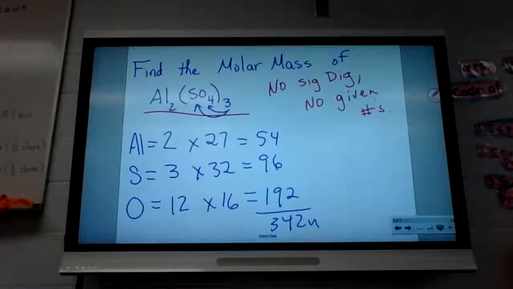Now, the answer will vary depending on how many decimal places you took from the periodic table. If you took all of the decimal places, you took it out one way. If I took whole numbers and we rounded, it's going to vary slightly. Was I in the ballpark with 342? I didn't actually punch it in the calculator. Everybody got it?